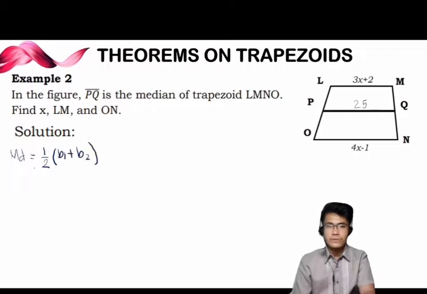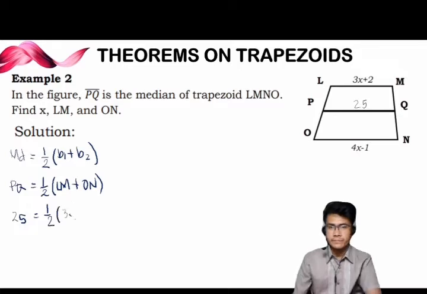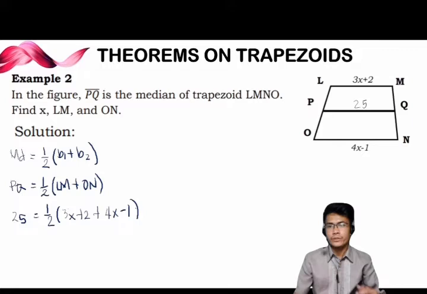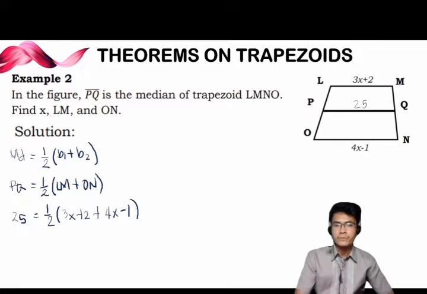Alright, now let's substitute the names of the bases and median. So the median is PQ, and then equal to 1/2. B sub 1 is, let's say, side LM, and then b sub 2 be the side ON. Next, we substitute the measure of PQ, which is 25, and the expression for LM, 3x plus 2, and 4x minus 1 for ON. Now we have the equation 25 equals 1/2 times the quantity of 3x plus 2 plus 4x minus 1.